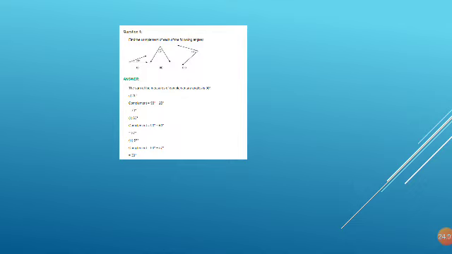Next one is complementary angles, which is 90 degrees. You already know the complementary angle. When the sum of two angles added together gives a value of 90 degrees, that is called complementary angles.